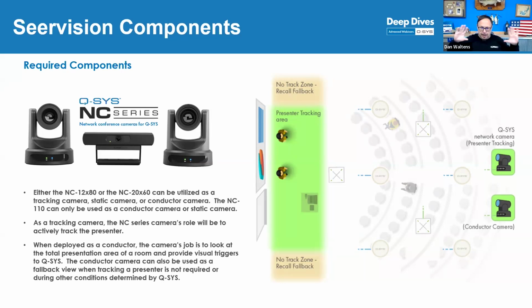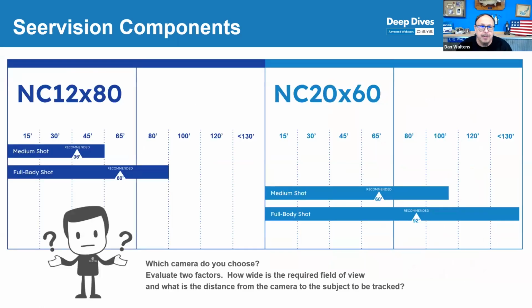The conductor camera can also be used as a fallback view when tracking a presenter is not required or under other conditions. So the conductor is, you add a separate camera in the back that's always looking at the whole room. And so then it kind of knows when people move in and out of different spaces. So the best performance is typically provided with that.